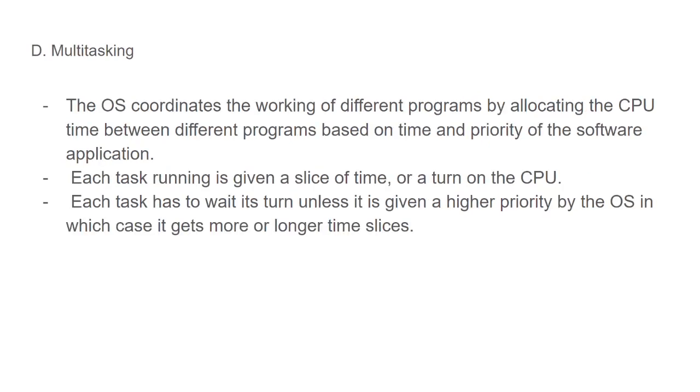The OS function also allows multitasking. It coordinates the working of different programs and allocates the CPU time between different programs based on the time and priority of the software application. Right now, suppose I'm using Chrome. So Chrome right now has the most time and priority.